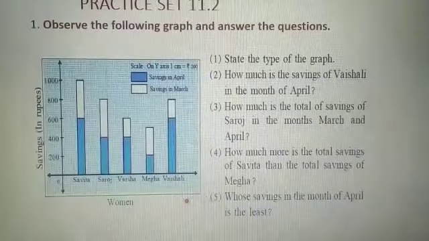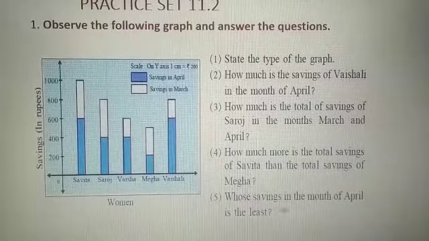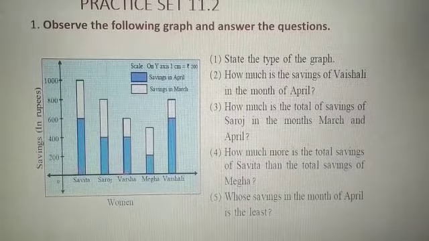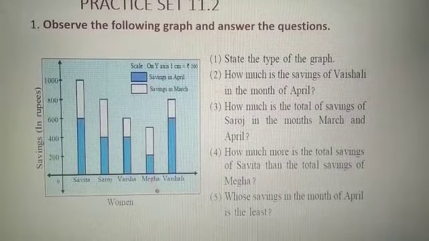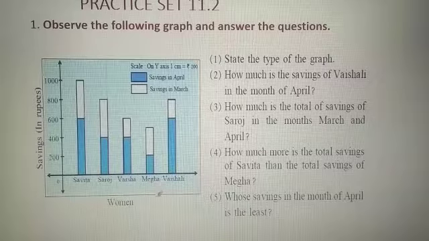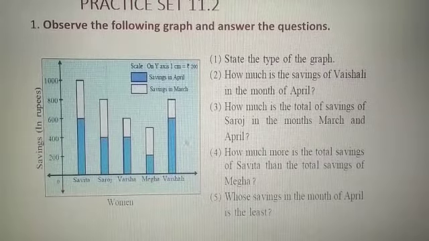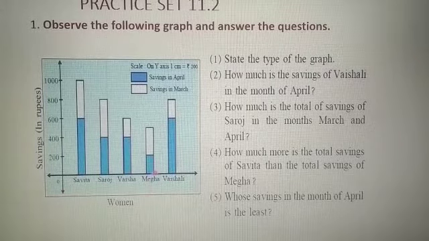Now turn towards question number 5. Question number 5 is, whose savings in the month of April is the least? See the graph. In the month of April means the blue color saving. So blue color is, whose saving in the month of April is the least? Yes. Are you observing in the graph? Yes. Anyone? Yes. Megha. Megha.